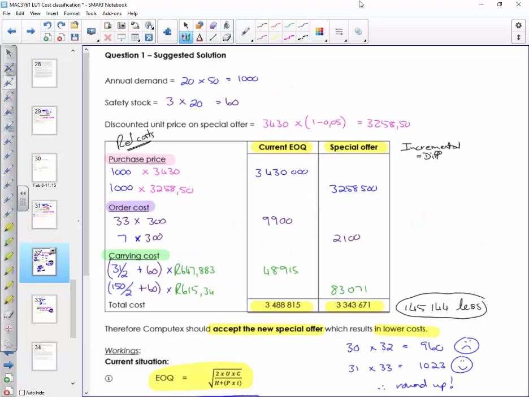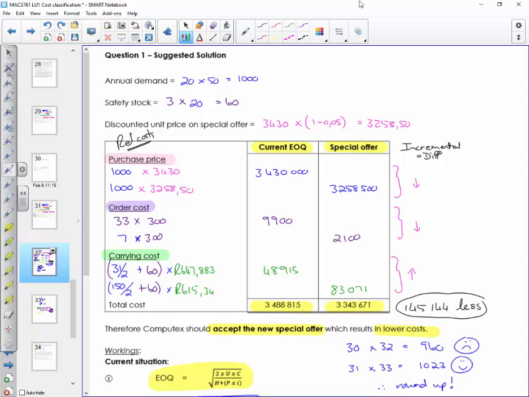Alright, so once we've got our final answer, just to make sure that you understand what we looked at, we saw that the purchase price, we paid less. That was a savings. The order costs were less. That means we saved money, but the holding costs were more, which means we had to spend more money. And now what we had to spend more was far exceeded by the savings that we made. And that's basically your concept.